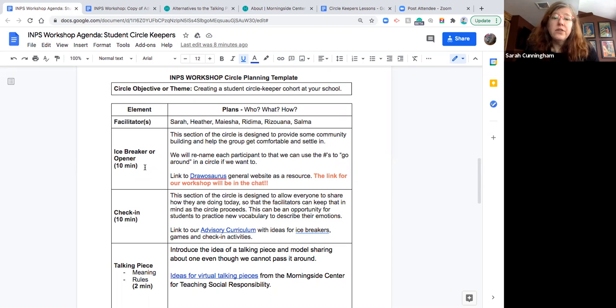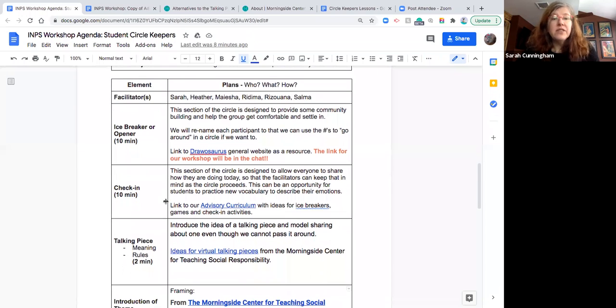The icebreaker we chose to use was Drawasaurus, which has a link here, and which is a lot of fun. It's kind of like Pictionary. Kids really get active talking while they are drawing, and it definitely tends to loosen up the audience. From there, we had a check in, which is also a traditional part of a circle. In this case, we asked one of our student circle keepers to host it, and they chose to use some pictures of dogs, dogs in various moods, so that people could talk about how they're feeling today. And again, create a sense of community, finding communality between the participants.